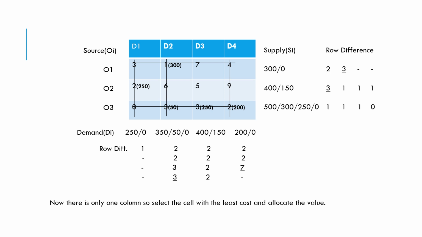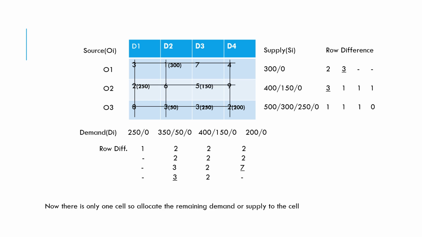Now there is only one column, that is D3, so we are not calculating the difference here, and we select the cell with the least cost, that is 3, and allocate the appropriate value to it, that is 250, because its demand is 400, and all demand cannot be fulfilled by its supply, because only 250 supply remains. Due to it 250 is allocated to it, and supply becomes 0, so row O3 gets cancelled.